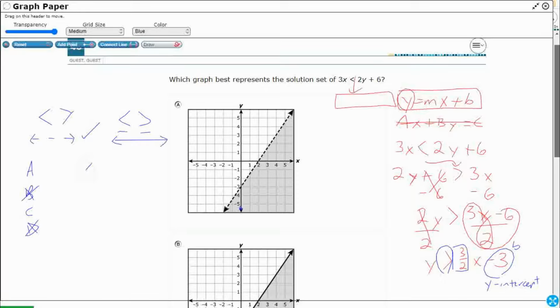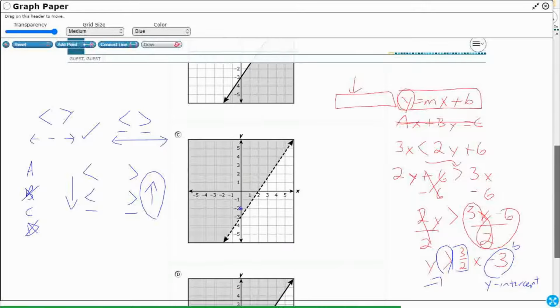Now we have to look at the directionality. If it's less than or equal to, you shade below the line. If it's greater than or equal to, you actually shade above the line. Since it is a greater than, we are going to shade above the line. So it's not A, but it is going to be C.